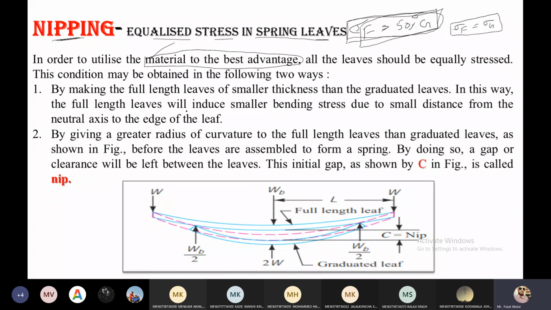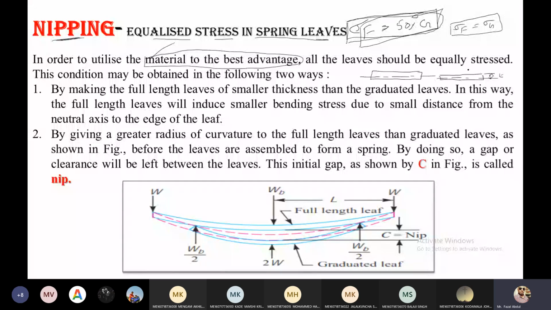The bending stresses in the full length leaf are going to be reduced due to the small distance from the neutral axis. Suppose I am drawing this: initially this is the thickness of the full length leaf. I reduce it to some thickness t. This is the neutral axis. If we reduce the thickness, what happens? The distance between the outermost layer and the neutral axis is going to decrease.